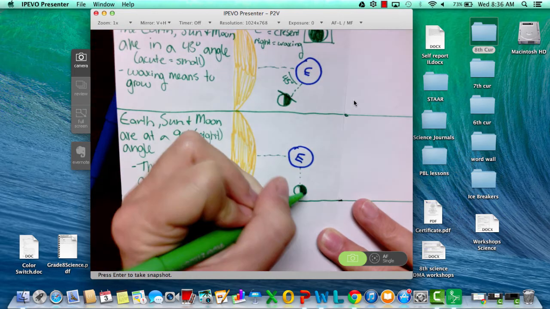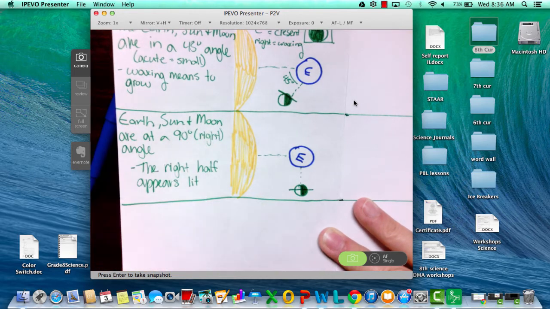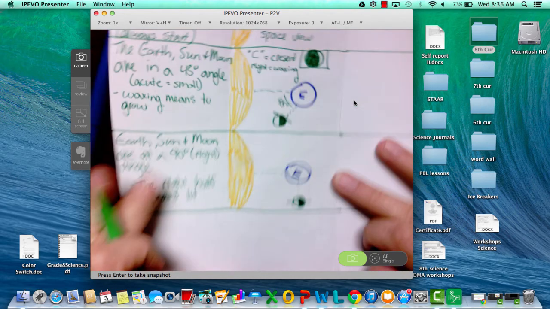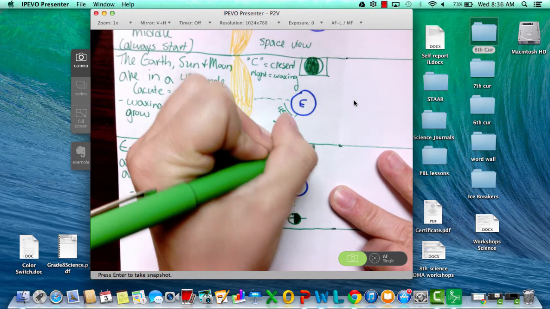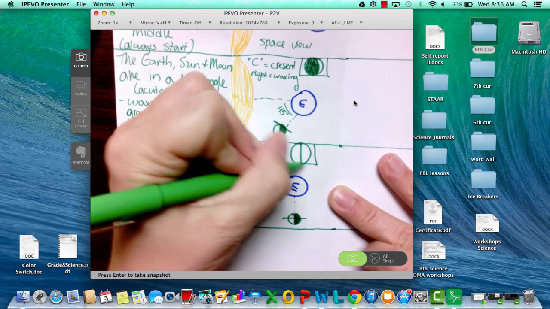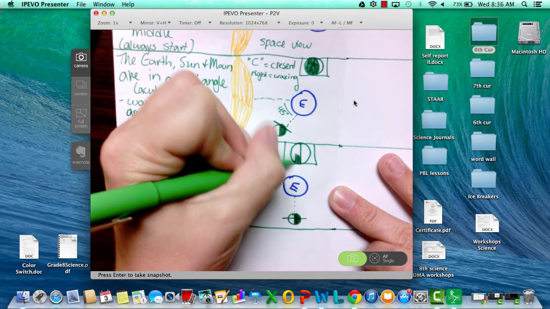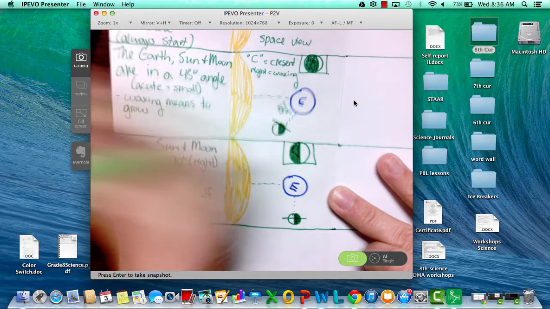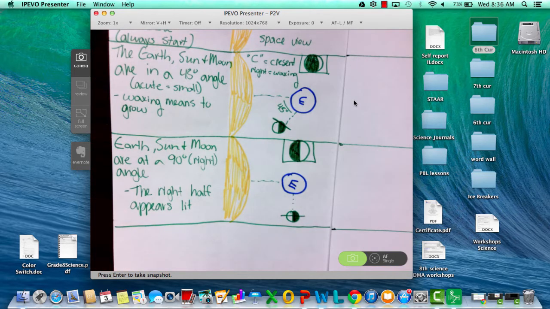So if you were to see, this is the angle that we're seeing it from, which is why from Earth it looks half lit, half dark, which again, the right side is going to be lit. So even though it looks exactly opposite from how it is in Earth in this phase, it's just from the angle.